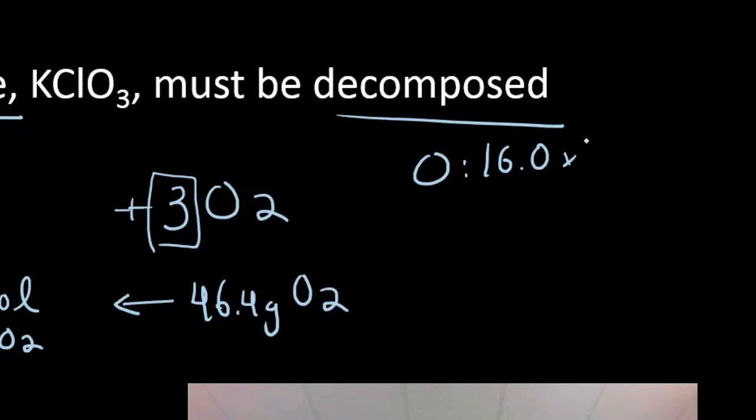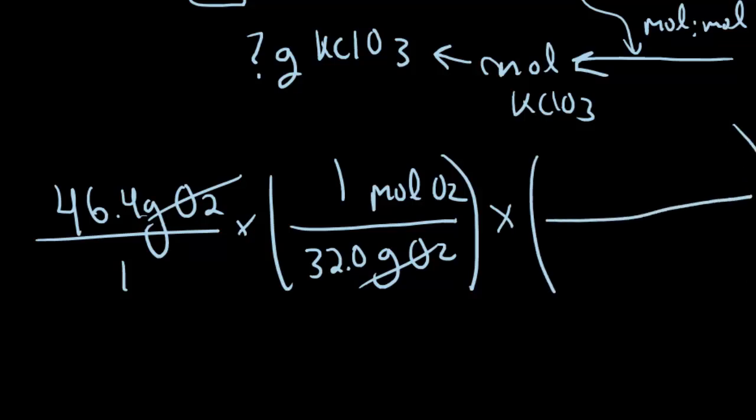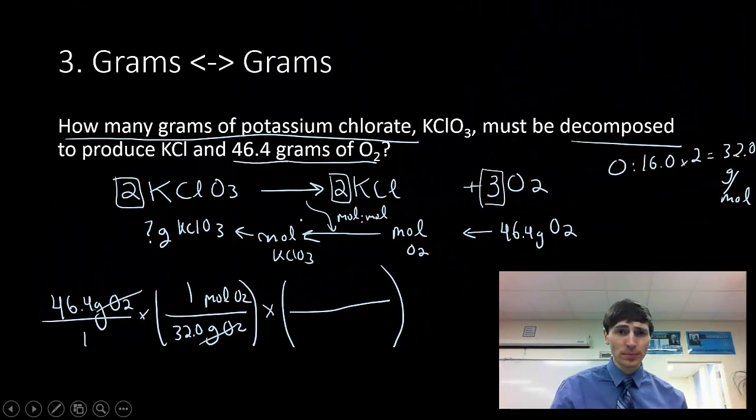Oxygen, I have 2 of those. They each are worth 16 grams per mole. So the molar mass of O2 is just going to be 32.0 grams per mole. So I'm going to use that molar mass: in 1 mole of O2 there's 32.0 grams, just rounding to 1 decimal place. First step, I converted to moles. Now I can use the recipe, the balanced equation.